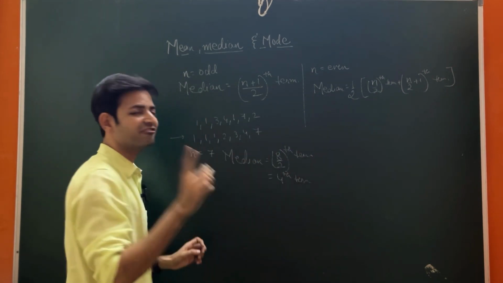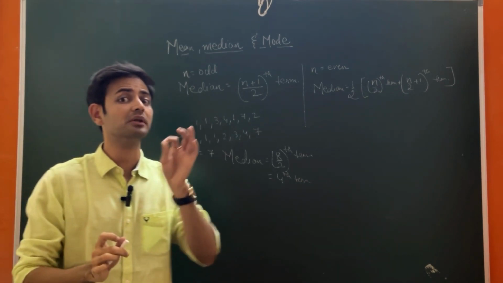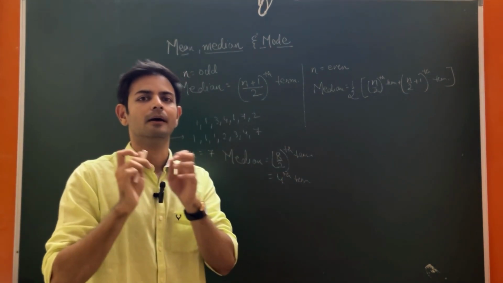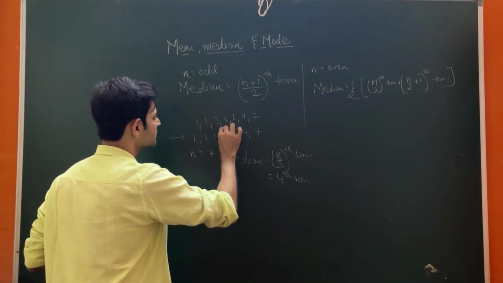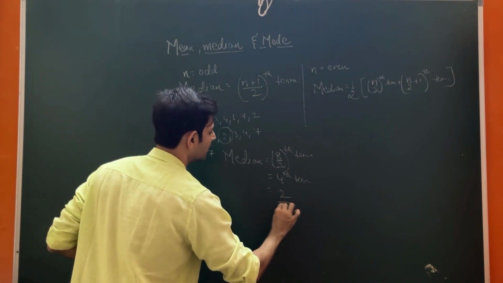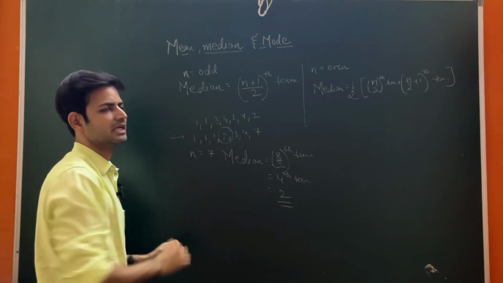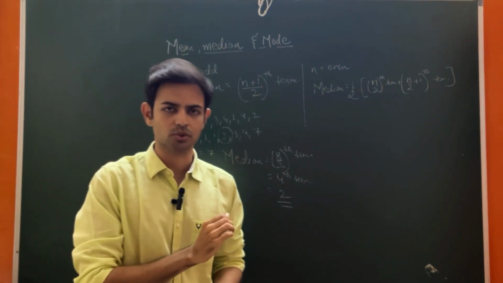Now understand, 4 is not the median, the 4th term is the median. So the 4th term will be equal to, counting 1, 2, 3, 4, so my answer is 2. For this given data, the median will be equal to 2.